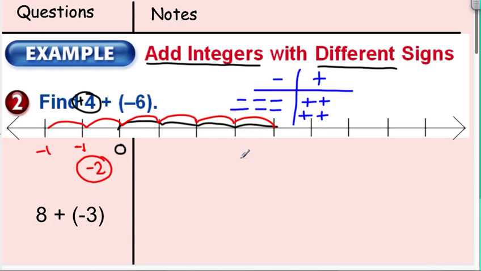Again, I'm not looking at how strong the team members are. I'm just looking to see who has the most team members. And when I look here, the negatives have more team members. There are 6 compared to the 4. So the negative team is winning by 2. Again, the same answer as that.